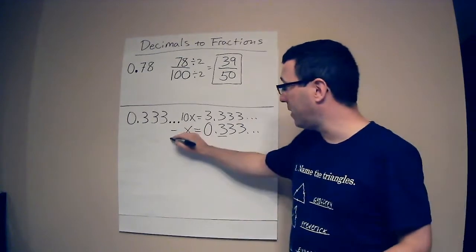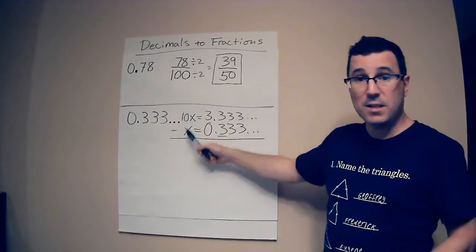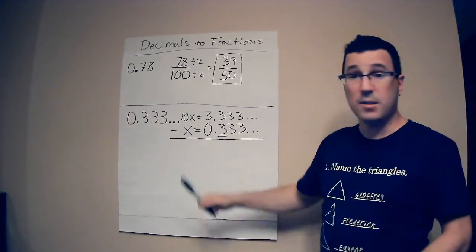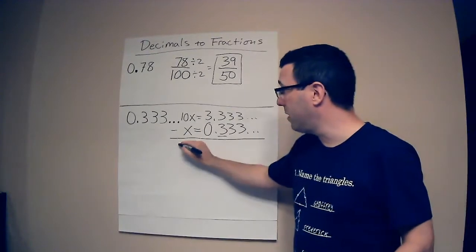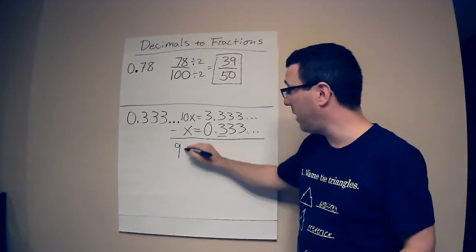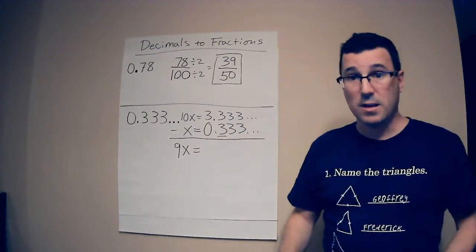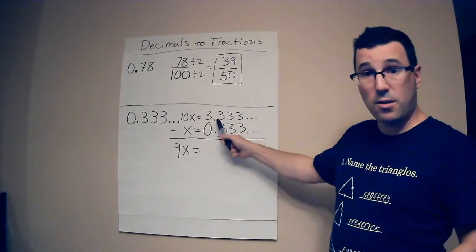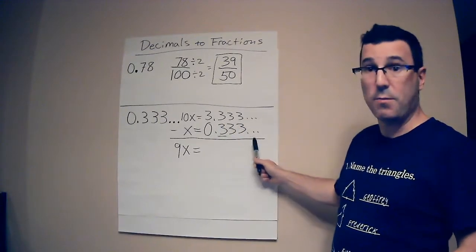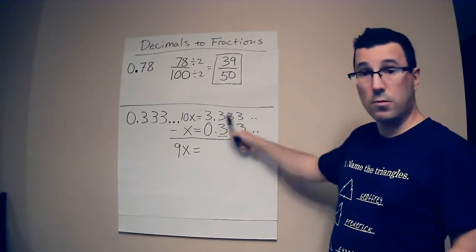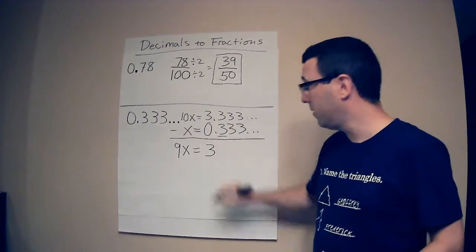Then I'm going to subtract one from the other. When I do 10x minus 1x, because that's what x is, it's 1x, I've got 10 minus 1, that gives me 9. So I have 9 x's. And now something nice is going to happen. When I subtract 3.3333 repeating and 0.3 repeating, the repeating part's going to disappear, and all we're left with is 3.